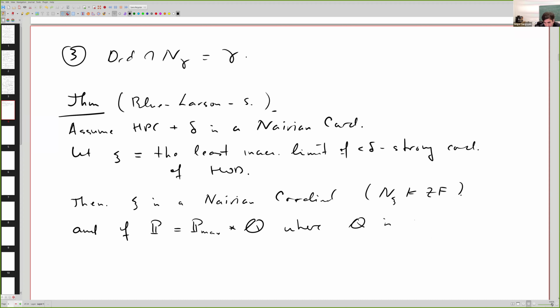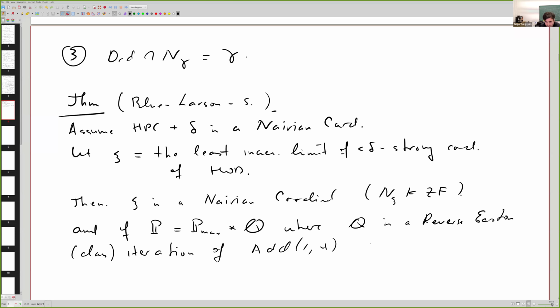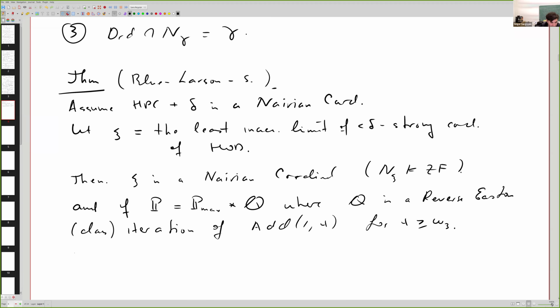Q is, let's say, reverse Easton, though that's misleading to me because there are no inaccessibles. Is a reverse Easton class iteration of Add(1, lambda) for lambda greater than omega_3. Let G be generic.